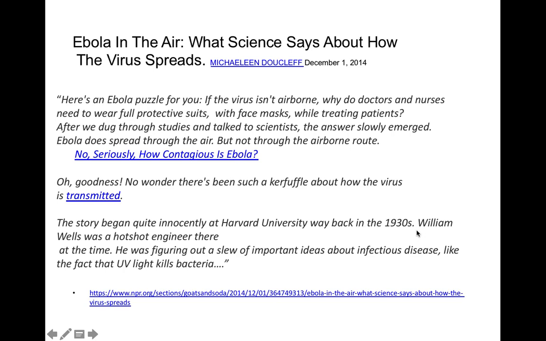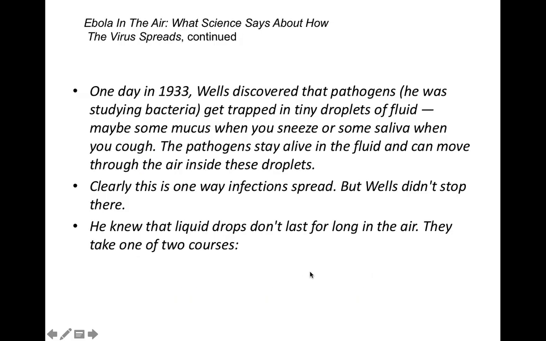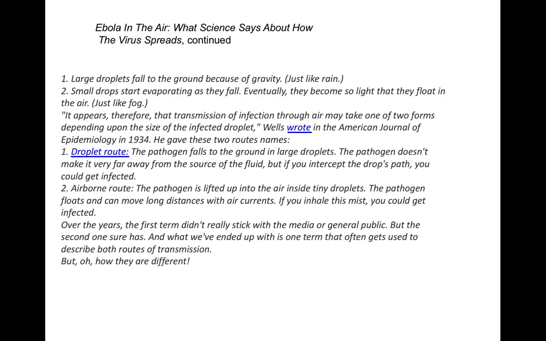Who is the guy? This is a guy back at Harvard, a hotshot engineer. He was the one that figured out that UV could kill bacteria, and then he really got fascinated with transmission of pathogens. And so he was the one that really came up with this original model of the two different ways that pathogens could be transmitted, by droplet or airborne, right?